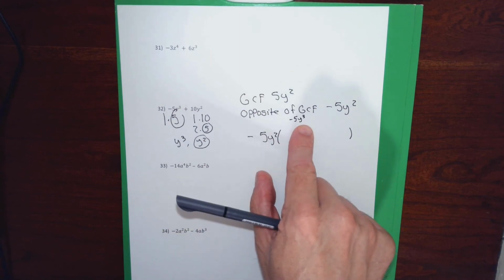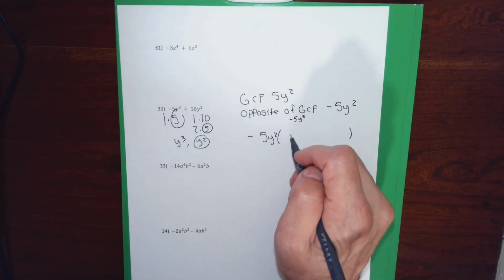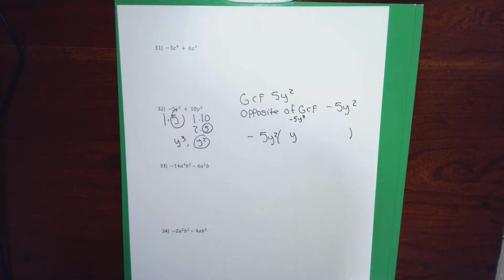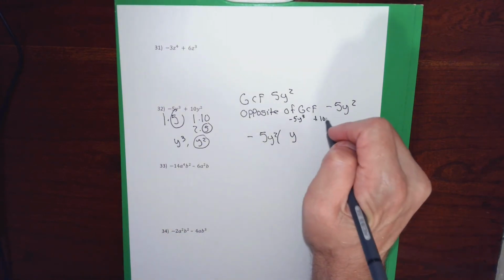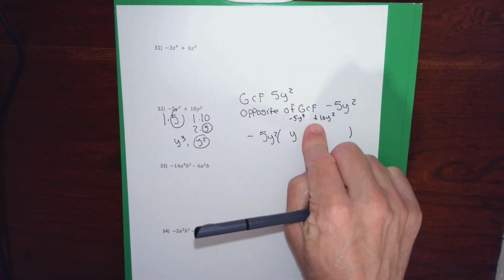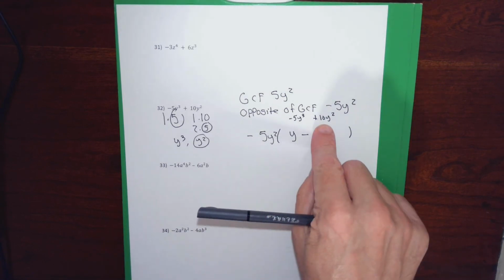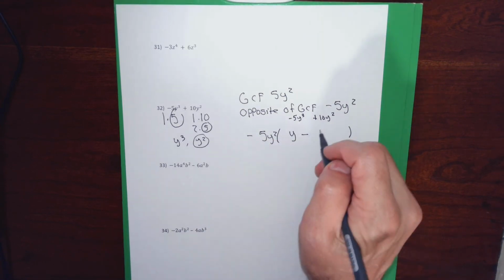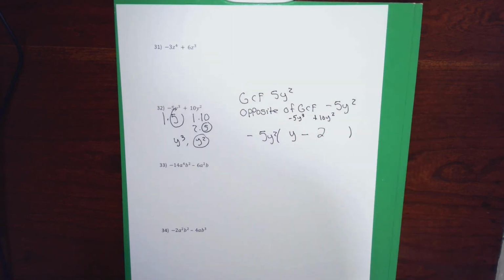The y cubed that I started with, I'm going to subtract 2 from its exponent and get a y to the first. So my parentheses is going to lead off with a positive y. And then for the plus 10y squared, the positive changes to negative because I factored out a negative. The 10, I'm going to divide by 5 and get 2. And I took out the y squared, so I don't need a variable. I claim that's the answer to question 32.